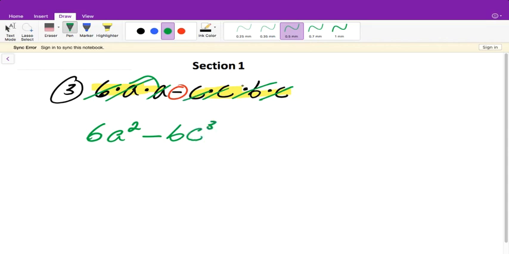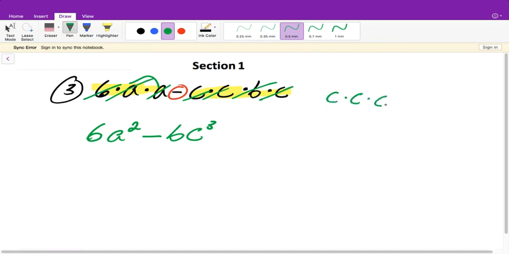Remember, when we multiply, we are actually adding our powers. So c times c times c, all of our powers when they're not written are understood to be 1. So we are actually doing 1 plus 1 plus 1, which is giving us our third power.